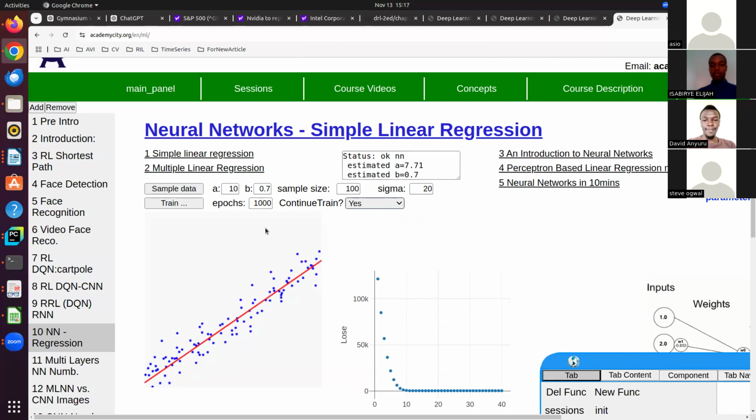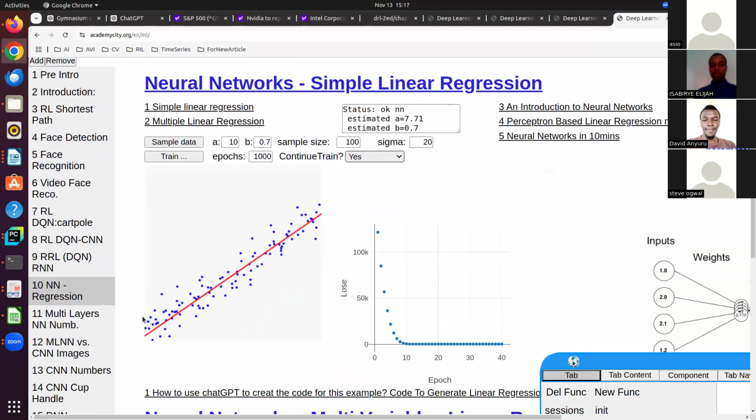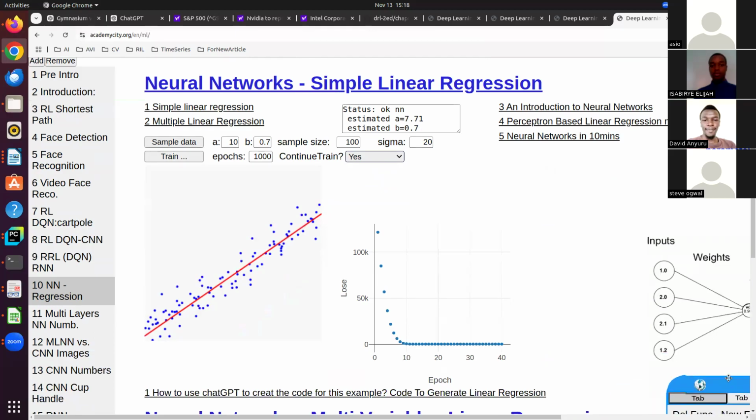Okay, then from this one we said, for this one we have y depending only on one variable. Can we talk about the same things when y depends on several parameters, not only on x?